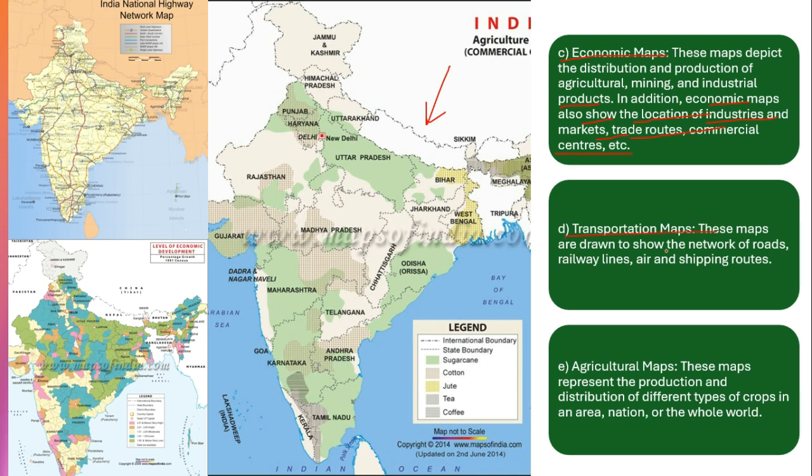So these maps are drawn to show the network of road, railway lines, air and shipping routes. Here there is a map of Indian National Highway Network map where you can see the road connectivity in India. Then in agricultural map, we represent the production and distribution of different type of crops in any area, nation or whole world. So this economic map is also represented as an agricultural map.